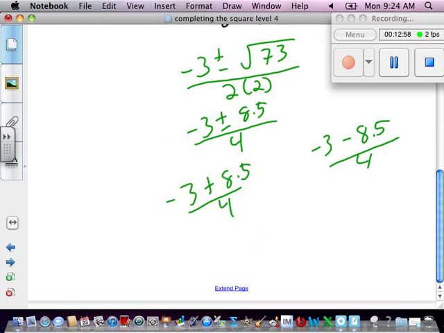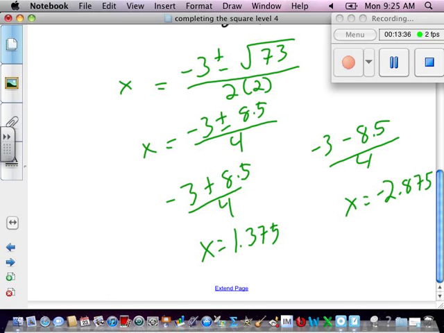What did you do? You split 73 in half and got 8.5. No, I found the square root of it. Okay. So now I go -3 plus 8.5, then I press equals, then I divide by 4, and I get x equals 1.375. And then we've got -3 minus 8.5 divided by 4. And what do we get? -2.875.